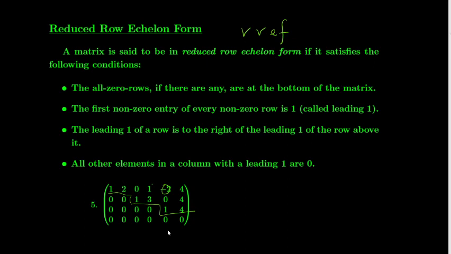These are the 4 conditions. If a matrix satisfies all the 4 conditions, then we call the matrix as in row reduced echelon form. That's what we mean by the simplest form.